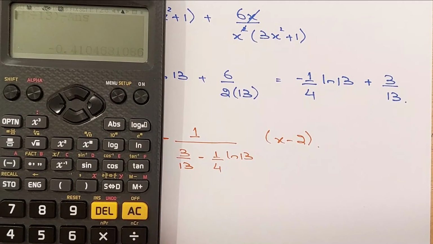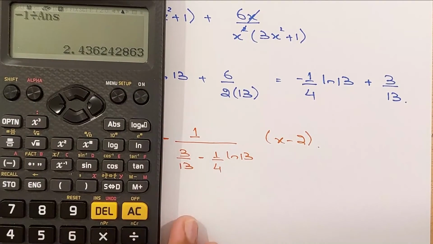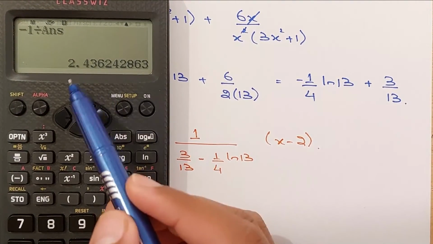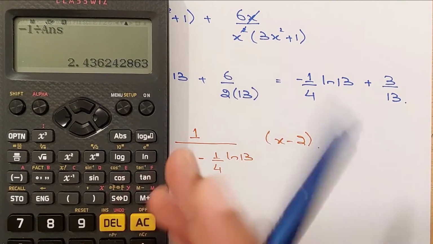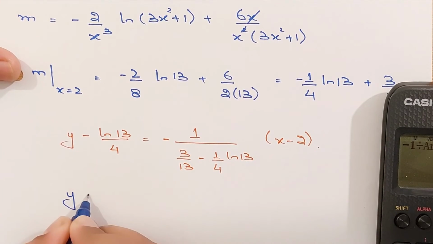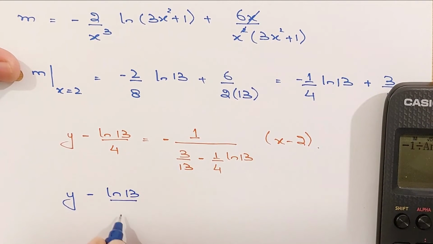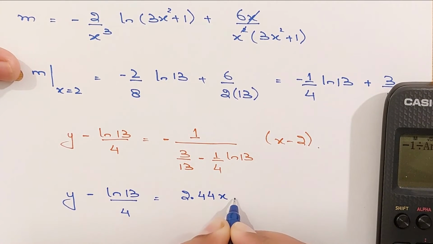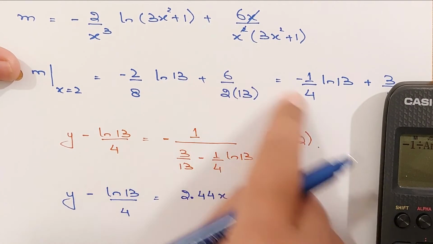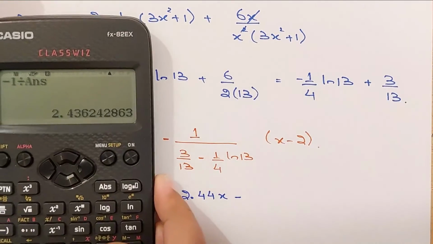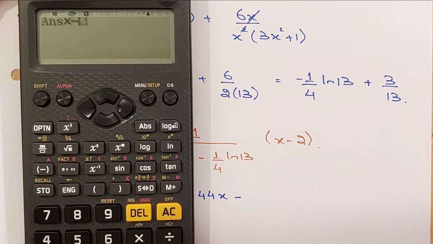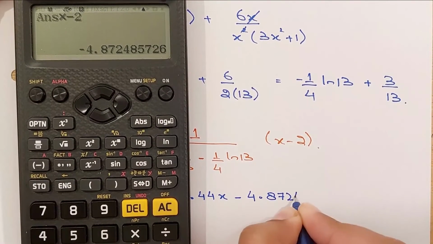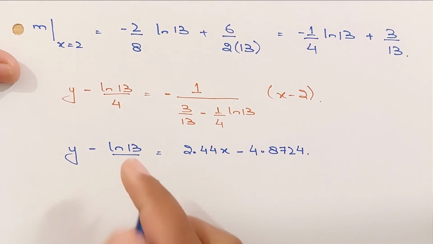And when we do minus 1 divided by the answer, this is 2.436. Up to 2 decimal places we have to do. So this equals 2.44, right? So y minus natural log of 13 divided by 4 equals 2.44x minus, this term is multiplied by negative 2 as well. So this whole term times minus 2 equals minus 4.8724, right?